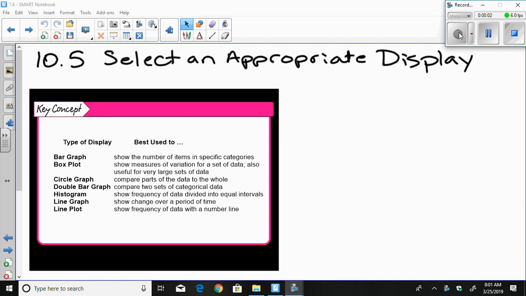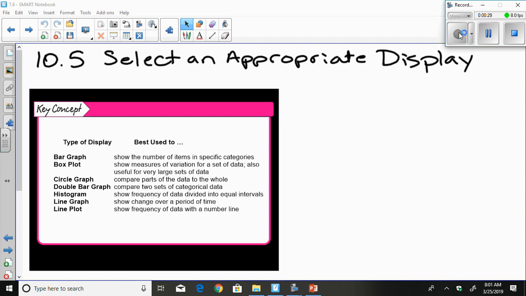Seventh grade, Chapter 10, Section 5, Select Inappropriate Display. So here we have a key concept. This is in your notes already, but I want to make sure that you can see it and that it's big enough for you. So here we have it in our video to talk about. Type of display and best used to do what? A bar graph is best to use to show the number of items in specific categories.